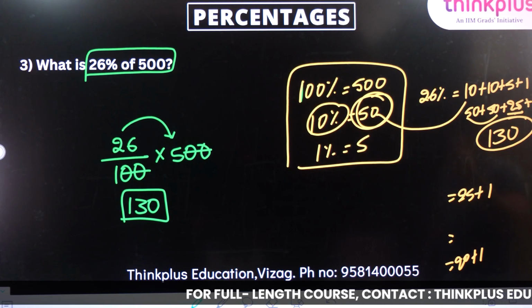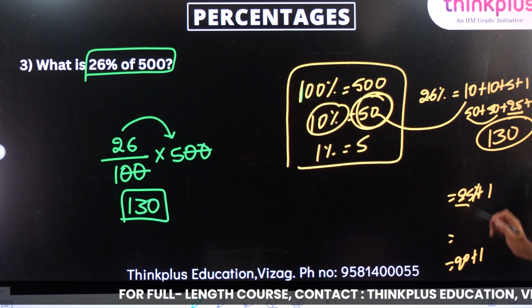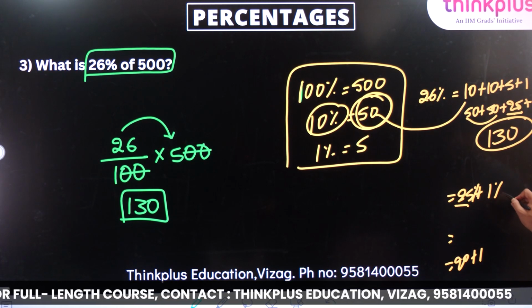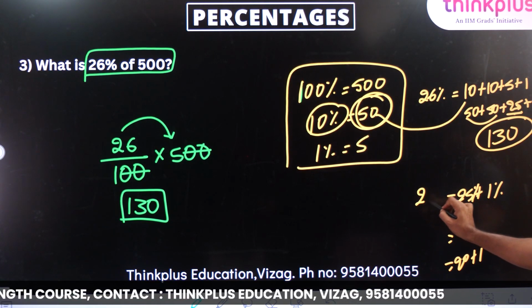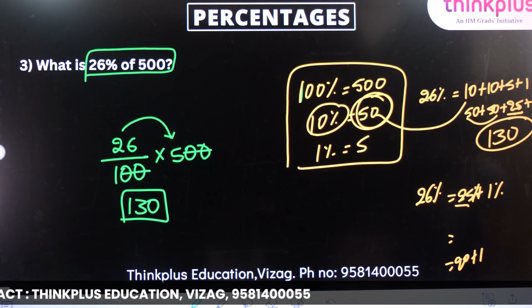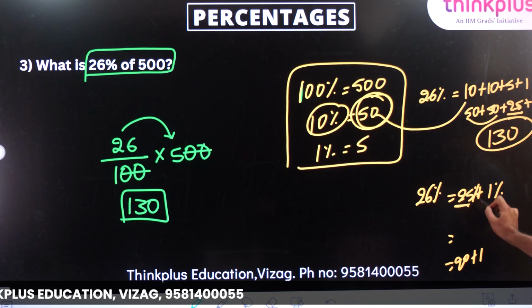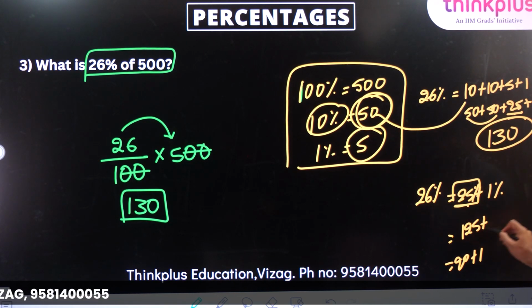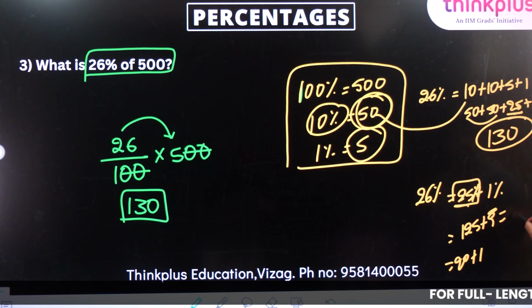130. Here 25%. Same question I am doing, but I am breaking it in a different way. 25% plus 1% will give you 26%. What is 25%? 25% is nothing but 1/4. 1/4 of 500, fractional value, is 125. 1% value is nothing but 5. So the total answer is 130.